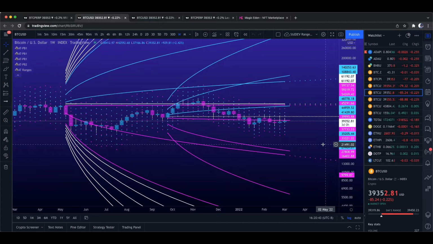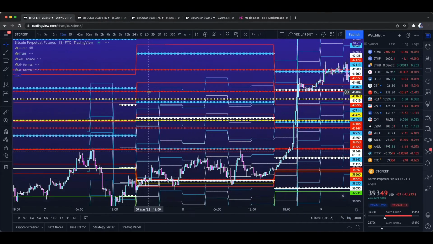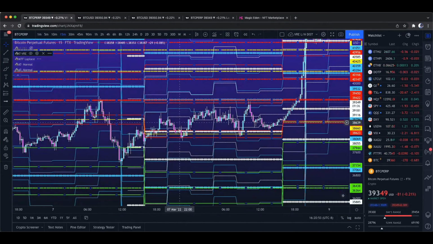Now, I talked about this literally first day of the week. We were working that first day, if you remember correctly. Here's the move right there. Right here, that is the top side of the weekly 68.3 Laplace distribution range, where this price action went up to on Monday. Then it dumped out. Where did it dump out to? The bottom side of the weekly 68.3 Laplace distribution range.